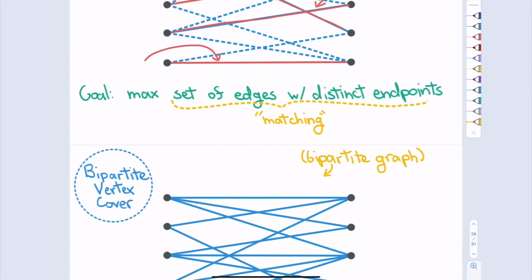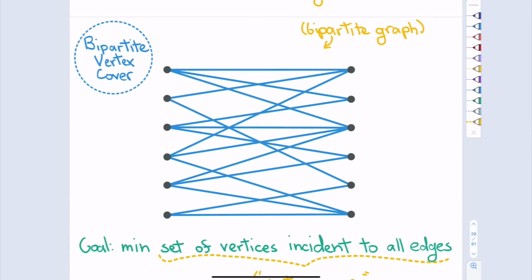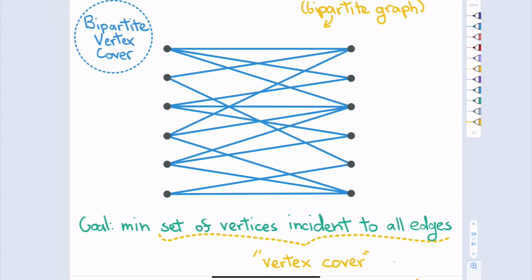All right, so another problem is the same kind of input, but this time you're choosing vertices. This is called the vertex cover problem. A vertex cover is a set of vertices so that you're taking at least one endpoint from every edge. So the vertices cover the edges, in the sense that a vertex will cover any edge that's incident to it. The goal is to take the minimum set of vertices. This is a min problem.